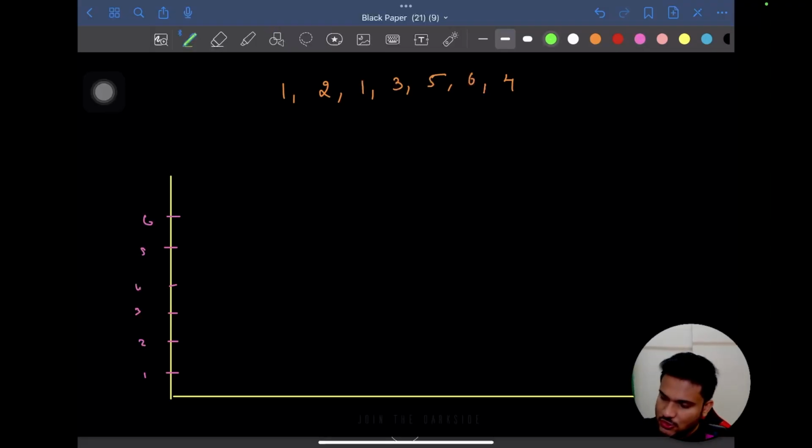Okay, so we have the first element at 1, right? We have the second element at 2, third element at 1, then we have 3, then we have 5, then we have 6, and then we have 4. Okay, these are the elements, right? Let's connect them via straight lines so that we can see the graph in hand.